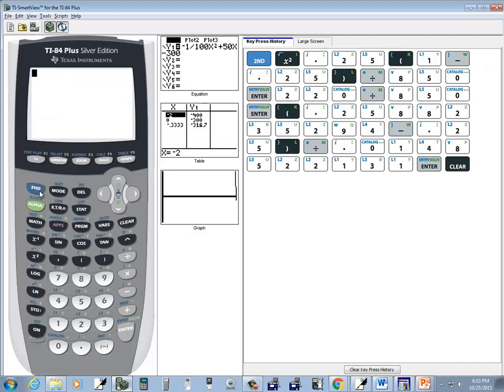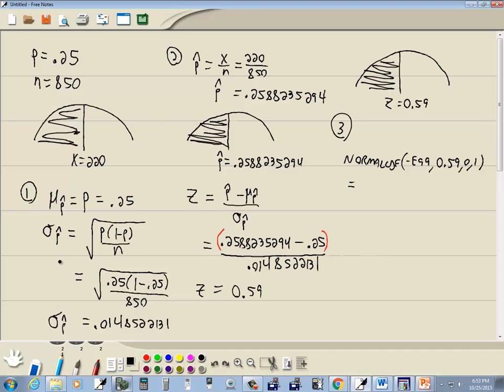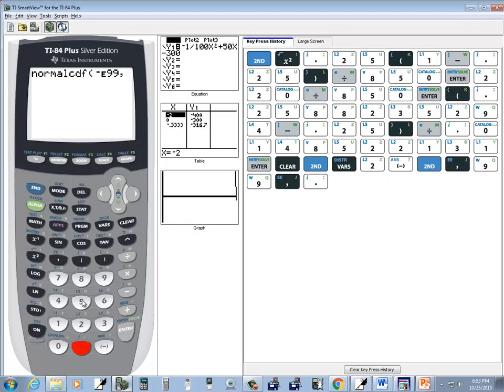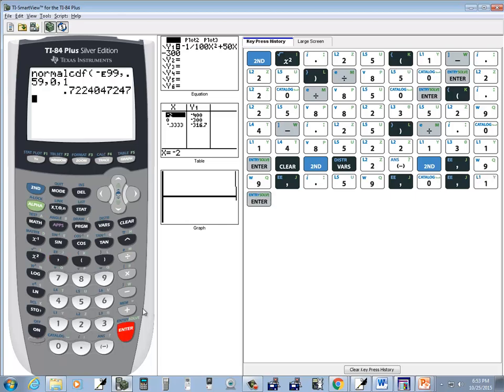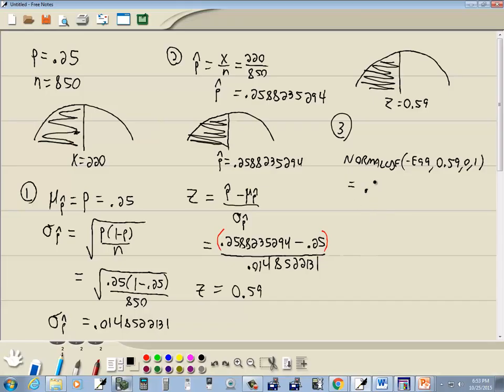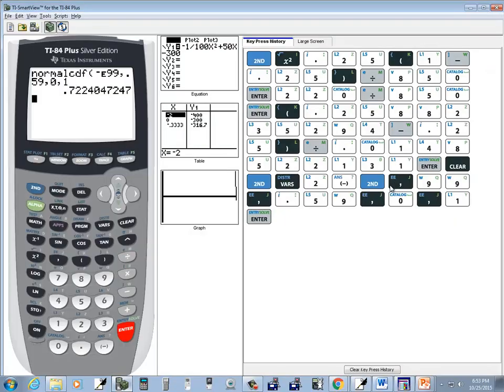So we're going to do second vars, choose normal CDF, press 2, negative E99, so negative, second comma for the E, 99, comma, 0.59, comma, 0, 1, enter. And our answer is 0.7224.